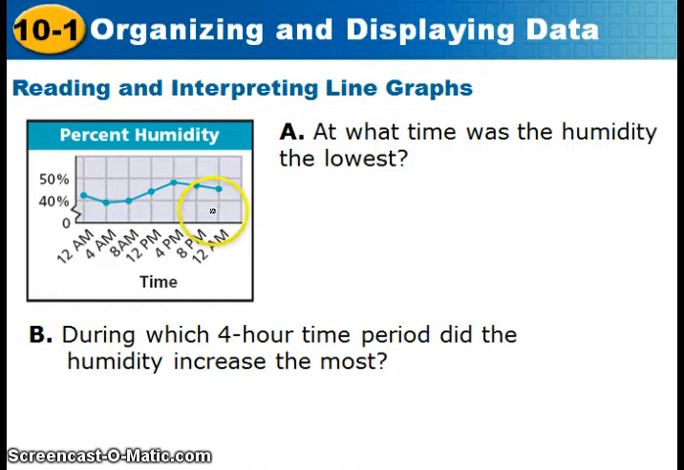It also makes it really easy to zero in on the times when, for example, the humidity was the lowest. So you could go to your graph and look for the lowest point, and that's right here. And so you could easily say the answer to this question was at 4 a.m., when it's pretty cool out.